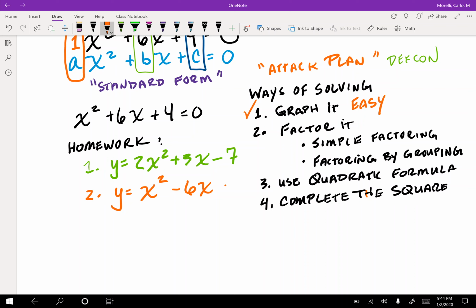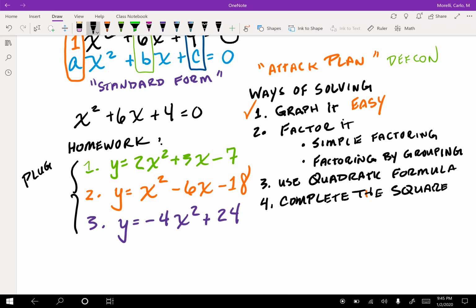So what I want you to do with all of these 3 is plug them into Desmos. Okay, step 1. Step 2, see where they cross the x-axis. Okay, this is the solution. Okay, answer. These are the answers.